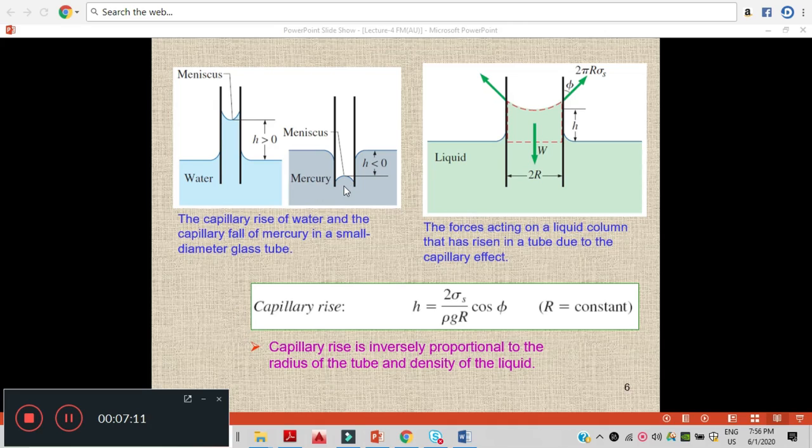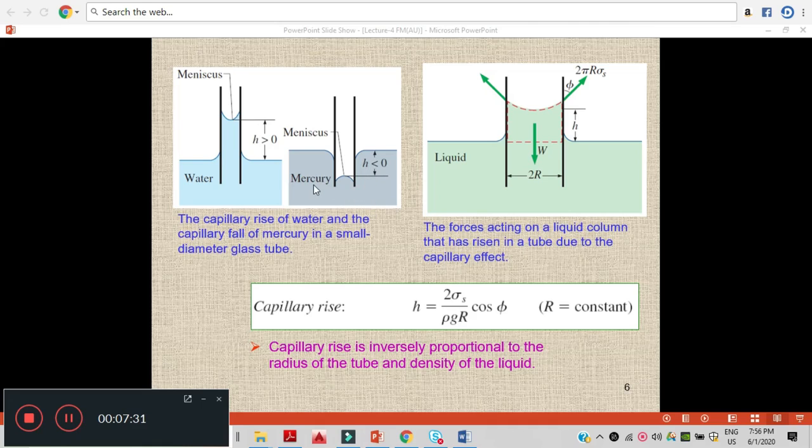The liquid will not wet the solid surface, as we can see here. This results in capillary fall. So we can see a capillary fall here. H is greater than 0 in the rise case and H is less than 0 when it is going down. So we can see the capillary falls.